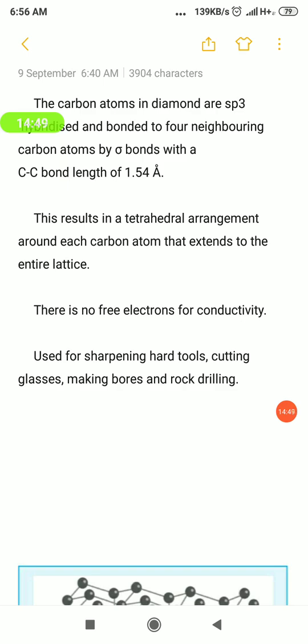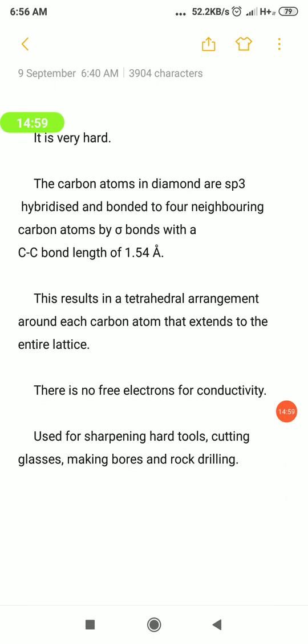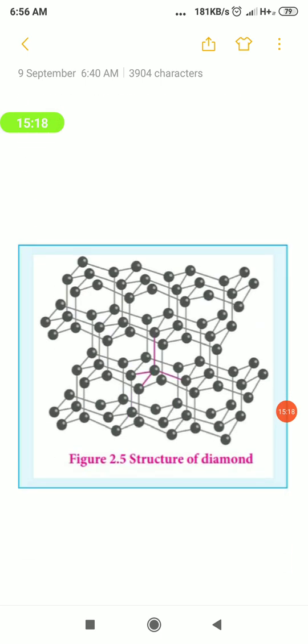So what points have we seen about diamond? It is the hardest allotrope of carbon, and it is shining. The hybridization is sp3. The carbon-carbon bond length is 1.54 Angstrom. One carbon atom is linked to 4 other carbon atoms, giving a tetrahedral arrangement, and there are no free electrons, so it is a non-conductor of electricity. We have seen the uses. With this, diamond is over. This is the structure of diamond, given in your textbook. You can have a complete idea when you look at your textbook.